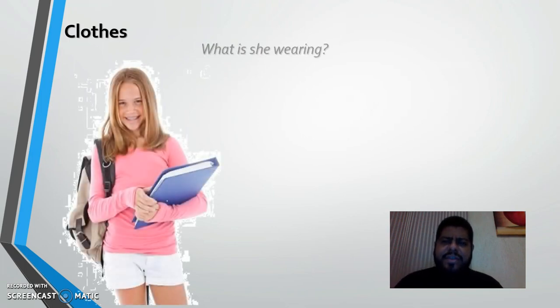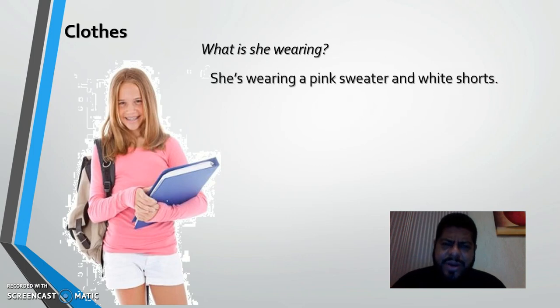Okay? But we can also describe a person by means of the clothes and accessories this person is wearing. If you remember, we looked at this topic as well. We looked at different vocabulary describing the clothes and accessories. And here we have some more examples. Another lady. Now, what is she wearing? She's wearing a pink sweater and white shorts.